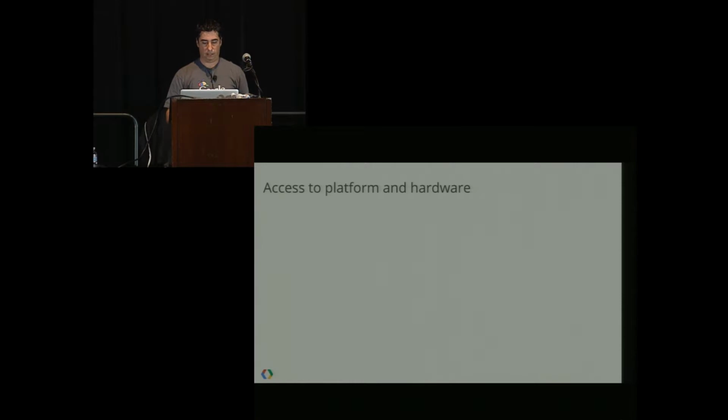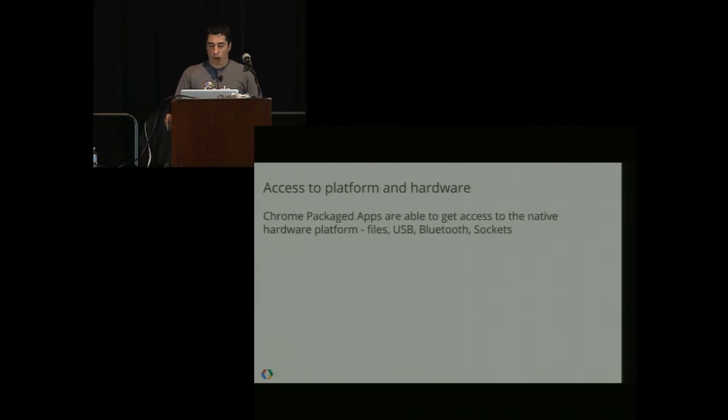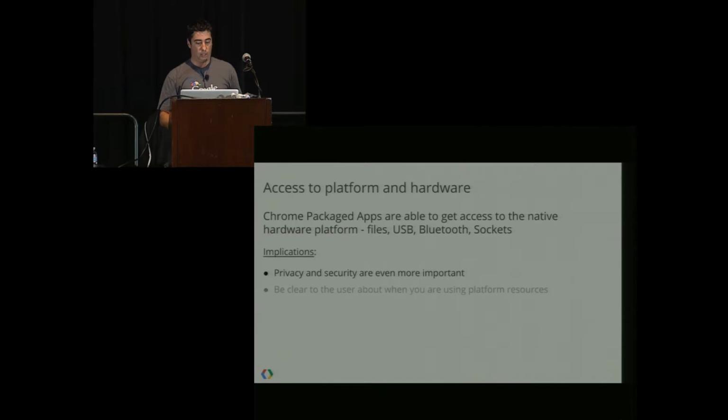All right, let's talk a little bit about the platform. So I kind of alluded to this a little bit earlier. Chrome apps can access the native platform, so things like files, which I already talked a little bit about. But you also have access to the USB ports and the Bluetooth on the machine and raw sockets and stuff that regular open web apps have not had access to before. And as you might imagine, there are some implications here, right? Of course, privacy and security are pretty big here. Once you start accessing things like Bluetooth and the network, privacy comes into play pretty quickly.